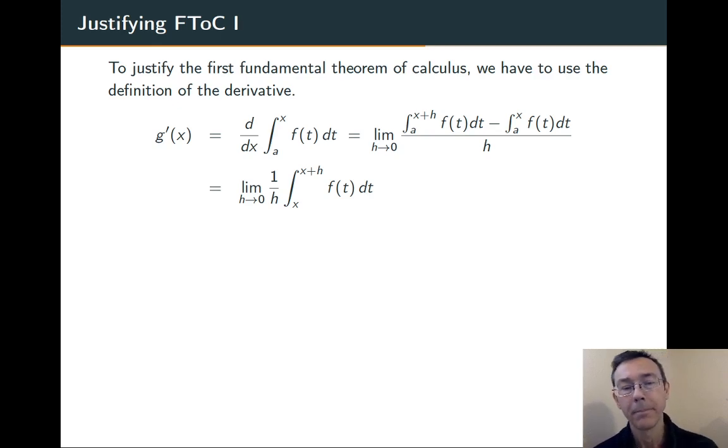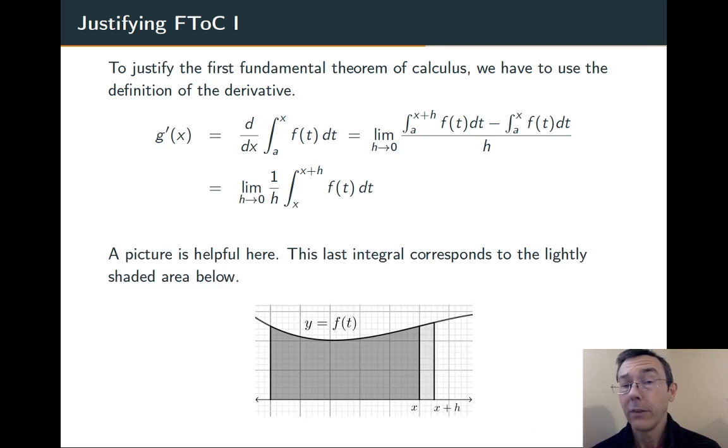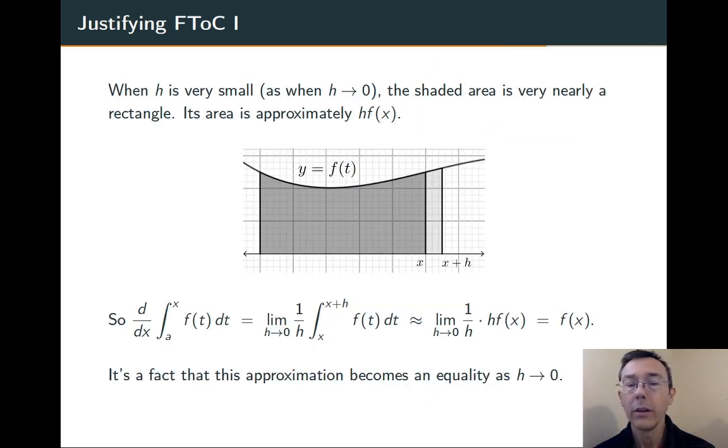Here, I think a picture is helpful. We have this function y equals f of t, and we want to be integrating it from x to x plus h. So we're just talking about that shaded region on the far right, the light gray region. Now, that light gray region is, when h is small at least, approximately a rectangle. And therefore its area is approximately h times f of x, where x is the t value that we're at.